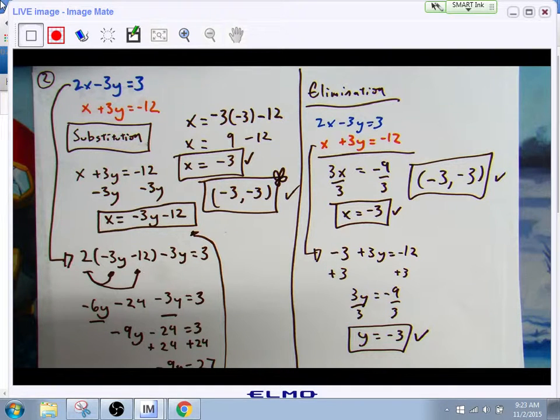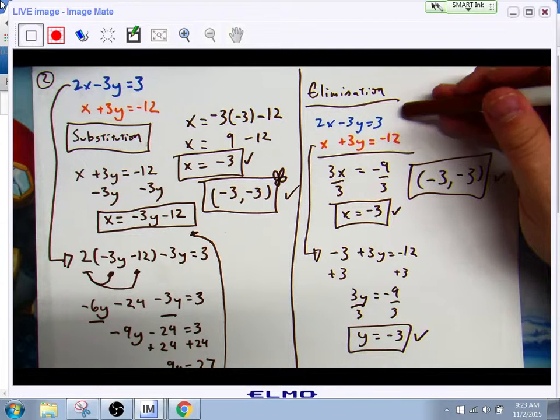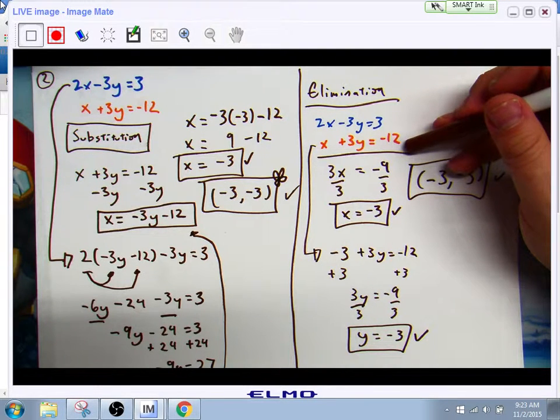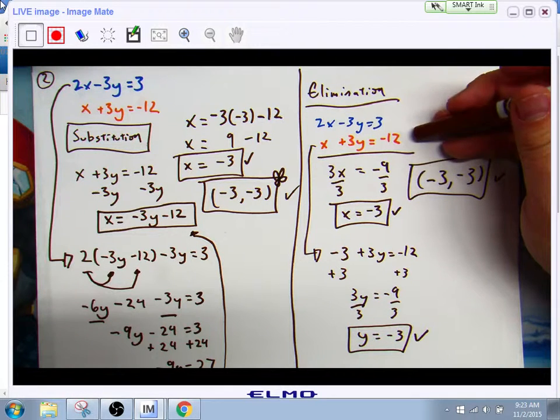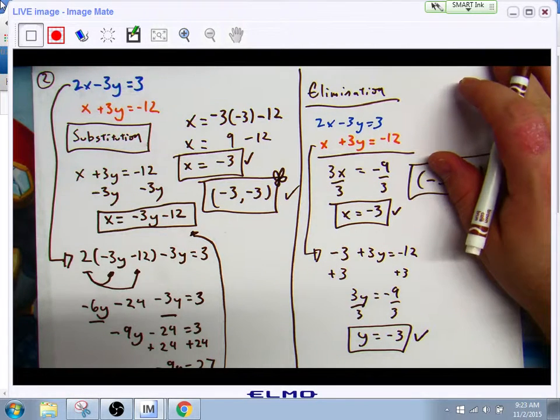Multiple paths to victory. This one was nice because our elimination already lined up. We didn't have to manipulate. Right? They're not always going to be this nice, but when they are, recognize it and go for it. Next problem.